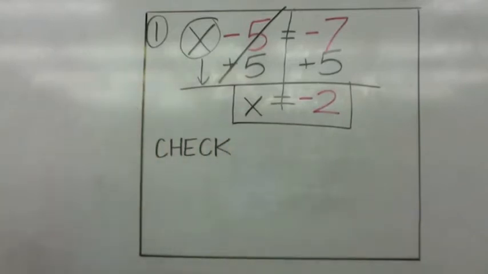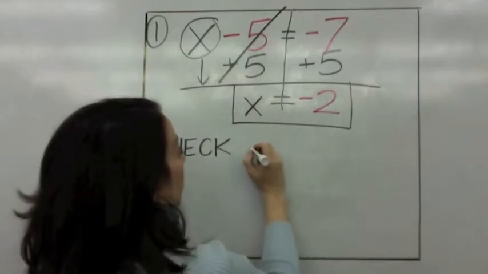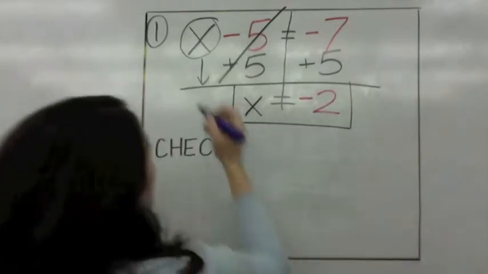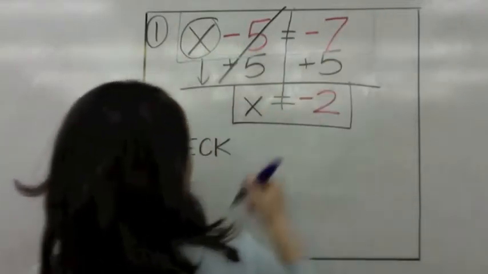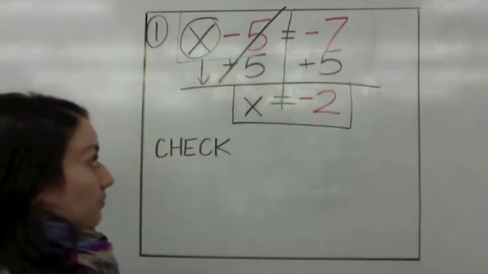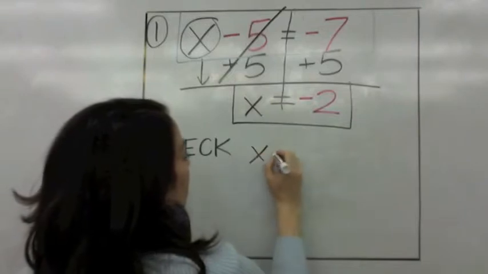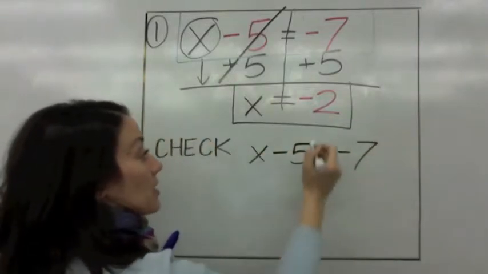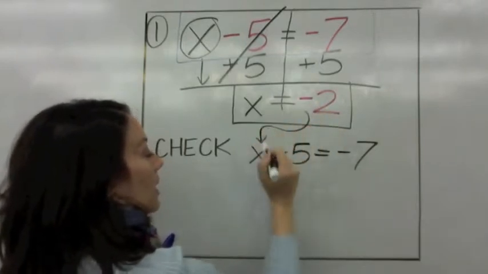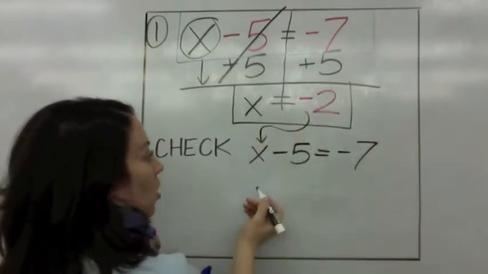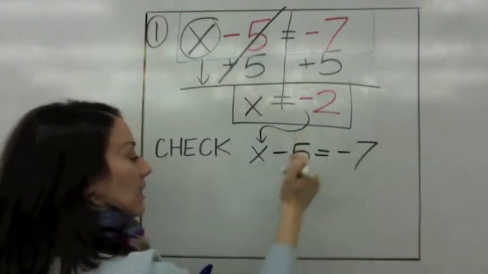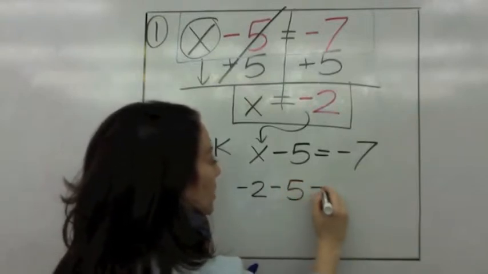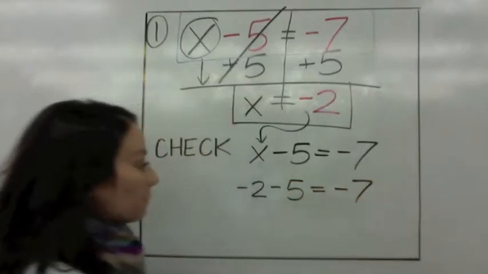Now we're going to check our answer. We have to write down our original equation. The original one says x minus 5 equals negative 7. So we write x minus 5 equals negative 7. Then you substitute a negative 2 in the place of x. So is negative 2 minus 5 equal to negative 7?